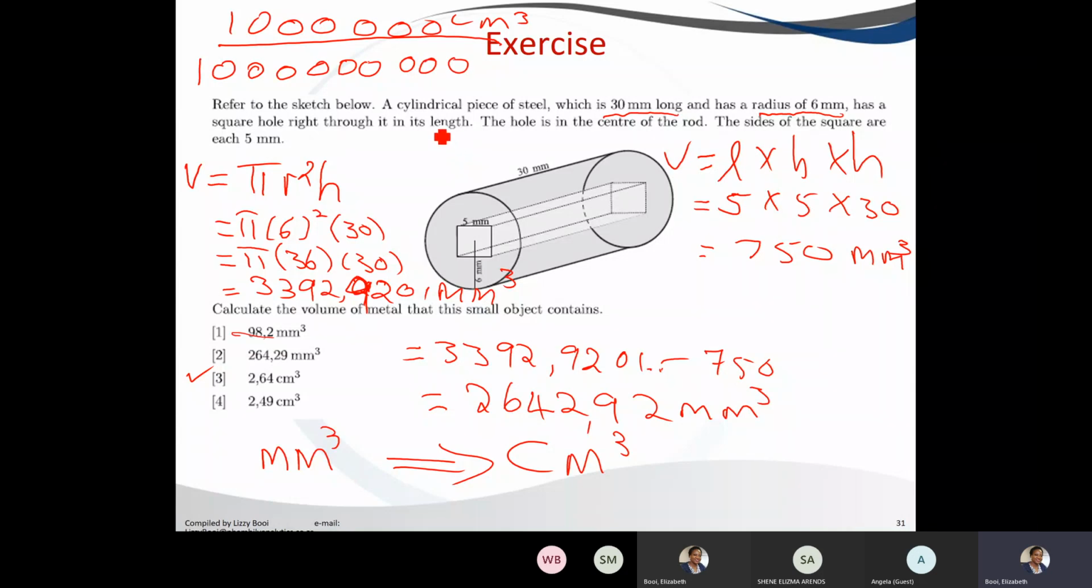Then I said 1, 2, 3, 4, 5, 6. That cancels out that, that cancels out that, that cancels out that. Therefore, I need to divide by 1,000. That's what I did. So if you take that answer and divide by 1,000, you will get 2,64, and that will be your correct answer. You just divide this by 1,000 and you will get your centimeter cubed. That's what you had to do.